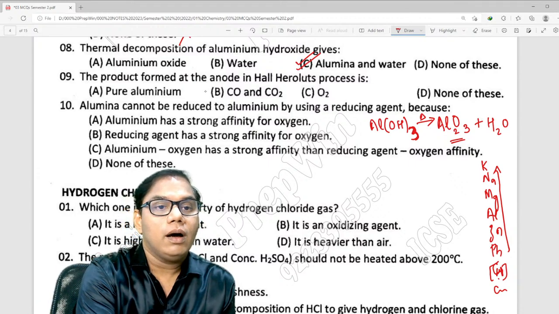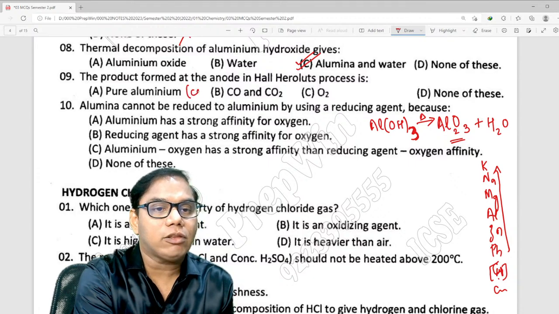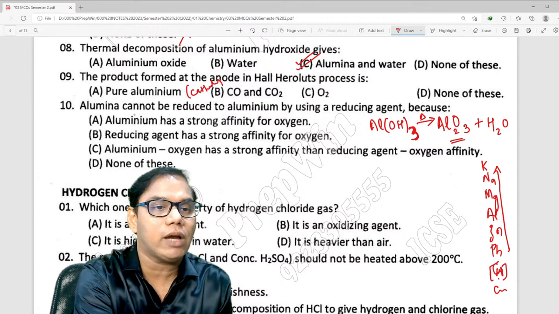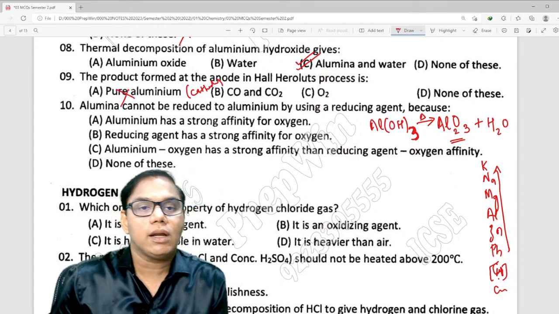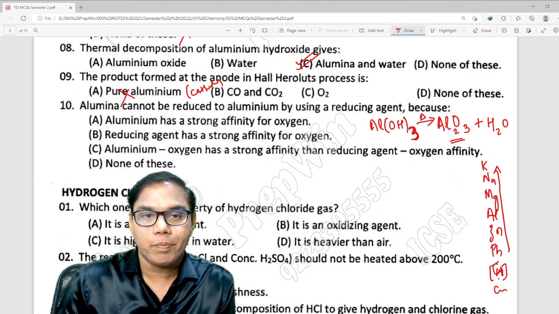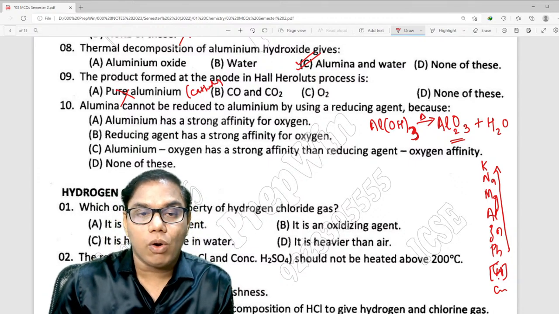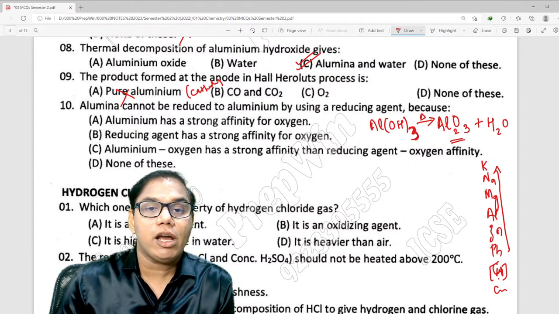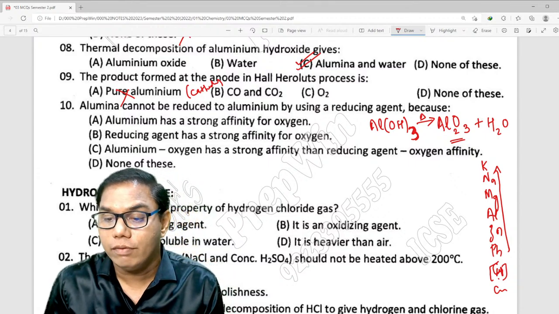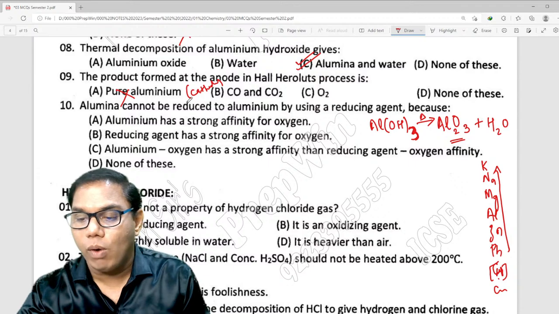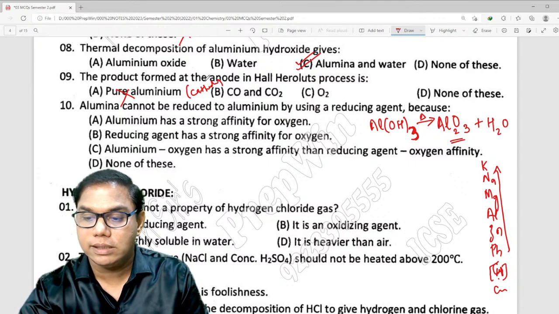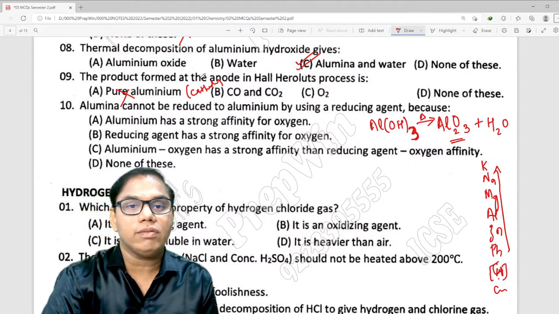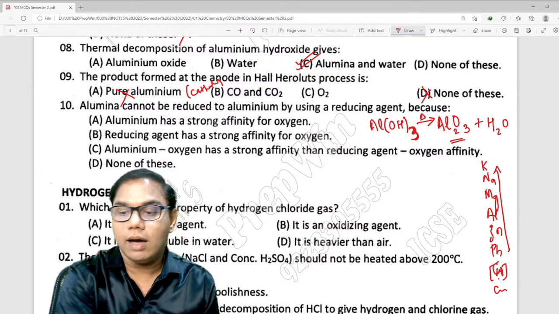So pure aluminium is at the cathode because it is made up of cation. Aluminium is a cation, so cathode. So this cannot be the answer. Is it CO, O2 or O2? Okay, these rods, electrodes are made up of carbon. This is very confusing. Can you tell me what is the correct answer? Ninth ka, what is the correct answer? A is ruled out and none of this is also ruled out. So which is correct?